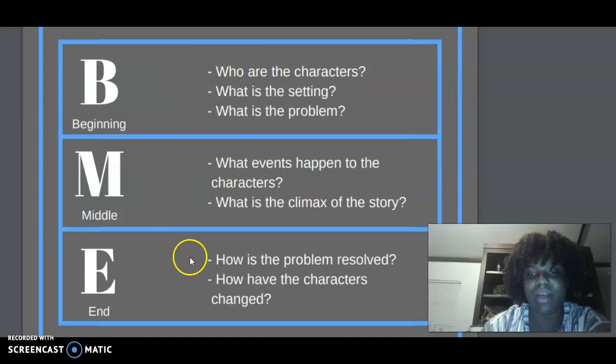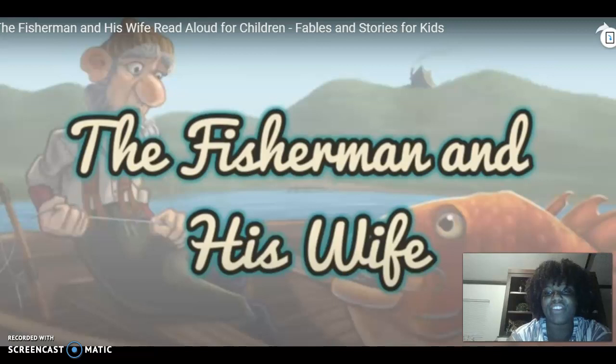So keep these in mind as we are doing our read aloud today. We are going to be reading the fable, The Fisherman and His Wife. And on the next slide, you're going to give me a prediction. What do you think this fable is going to be about?